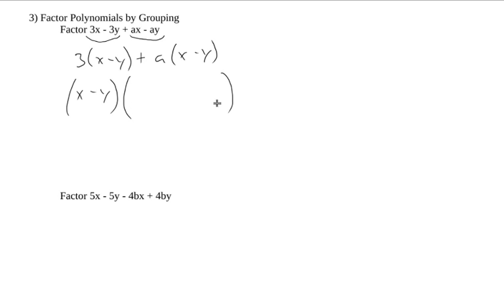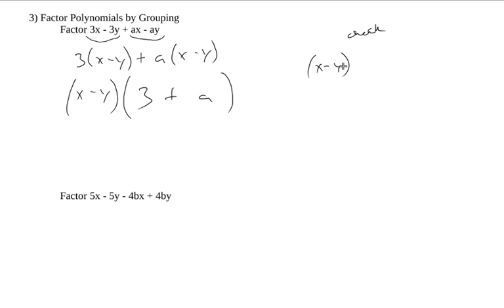I'll leave my parentheses open for what's left over from each of these. From the first term, there's a 3 left over. And from the second term, there is an a left over. So we actually end up factoring this as x minus y times 3 plus a. Again, you can check your work here to make sure we didn't make any mistakes by distributing this back out.